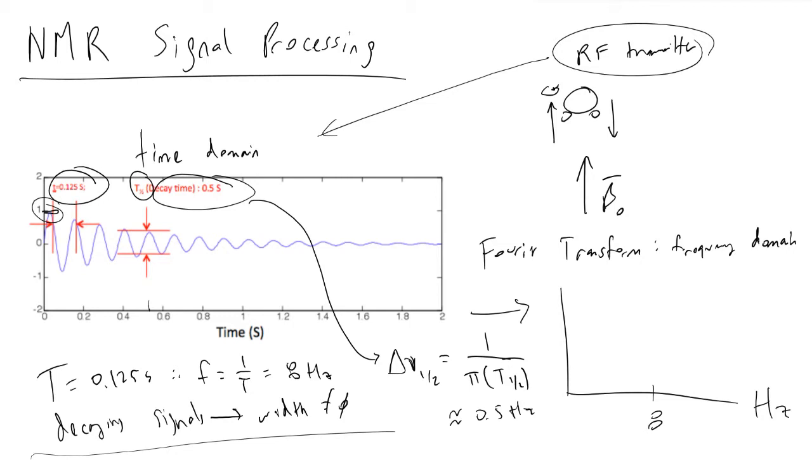And so what this tells us is that when we take the Fourier transform of our time domain data, we're going to get some kind of peak that looks like this. And usually these peaks are a little bit sharper, but we get the idea. The width of this peak will be about 0.5 hertz, and it will appear at 8 hertz. And so we can visualize very quickly what the NMR spectra should be just off the time domain data that we have coming out of the RF transmitter.